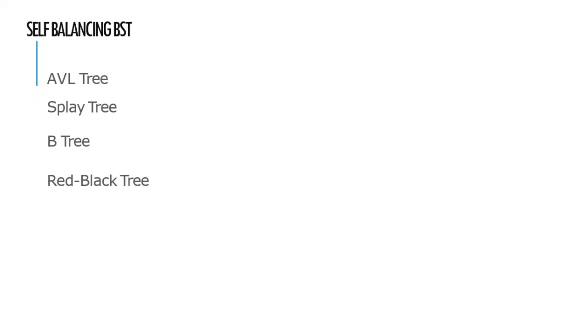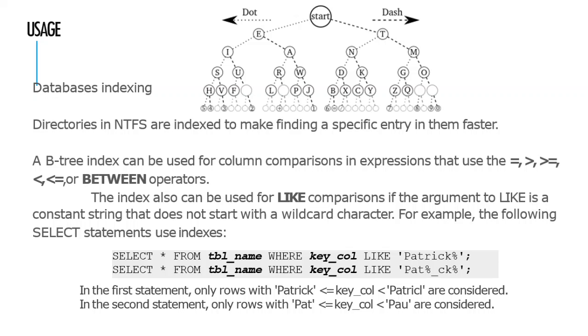To make a self-balancing binary tree, we have some methods to do it. We have the AVL tree, splay tree, B tree, and red-black tree. The use of them occurs in database indexing.